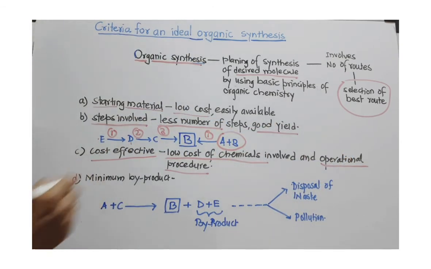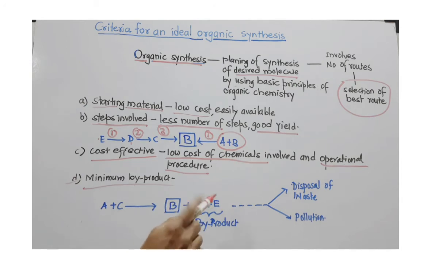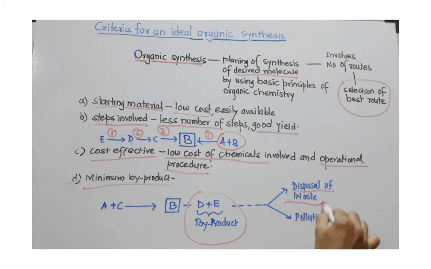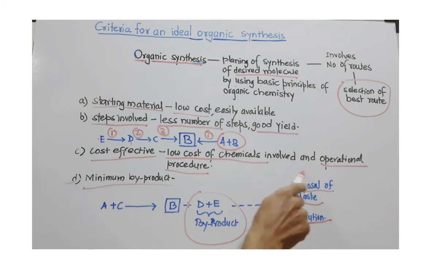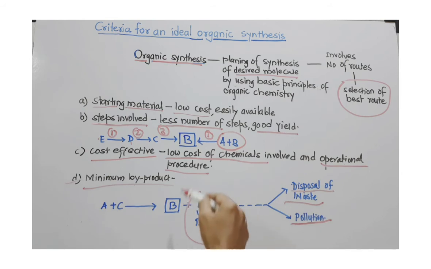The last point which you should consider is the minimum byproduct. See here, if the byproduct is more, automatically it will affect the yield of our desired product. And related to byproduct, there will be 2 problems. One is disposal of this waste, and another is environmental pollution. So for the disposal of this waste, the cost of the desired product will increase.